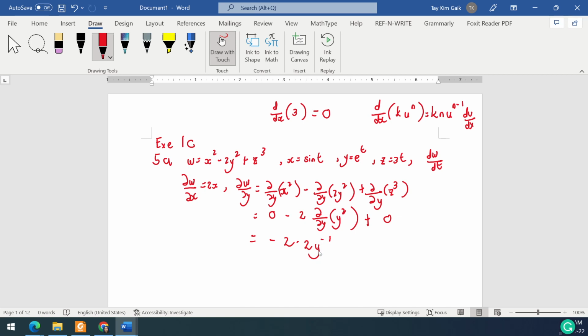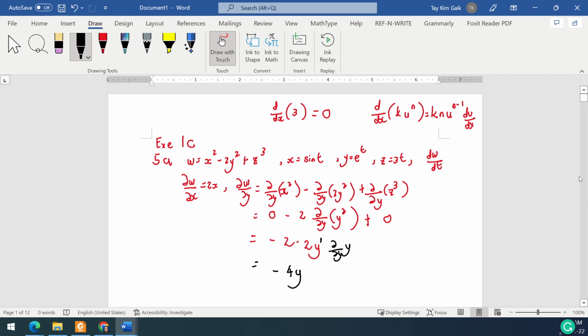So you get 2y to the power 1. Later on you del del y, if you use this formula k n u to the n minus 1, du/dx, so this is del y, this is 1. That's why you have negative 4y.